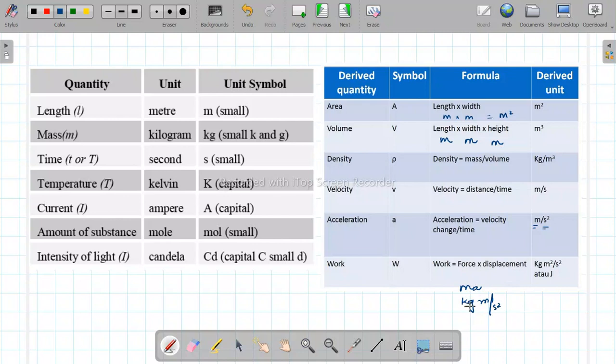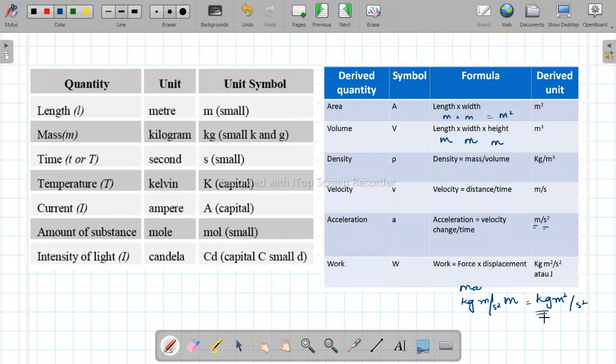So force के लिए we just wrote kilogram into meters per second square. Then displacement is a kind of distance which is measured in meters. Let's just simplify it. We get kilogram into meter square because same bases multiply, powers get added. And in the denominator we have the second square, right?